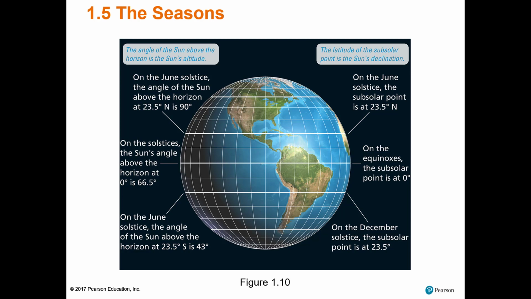And then on the June solstice, the angle of the sun above the horizon again at 23.5 degrees south is 43 degrees. So in the northern hemisphere, in June, it is considered to be summer, but in the southern hemisphere, that is considered to be winter. And in the northern hemisphere, our winter is considered to be their summer.